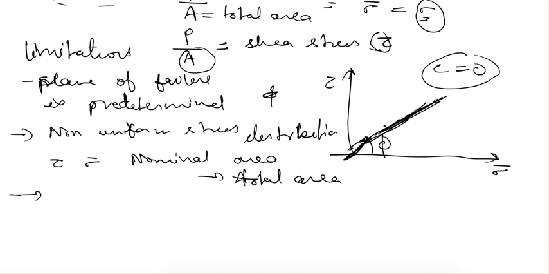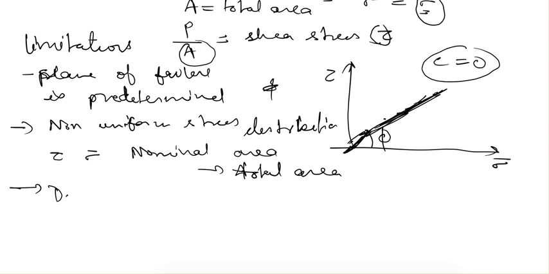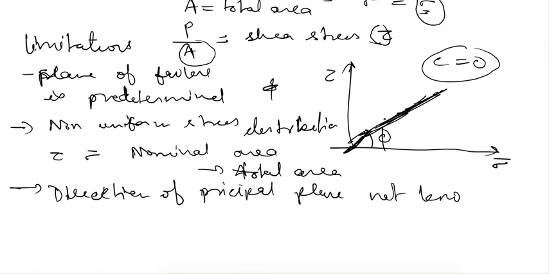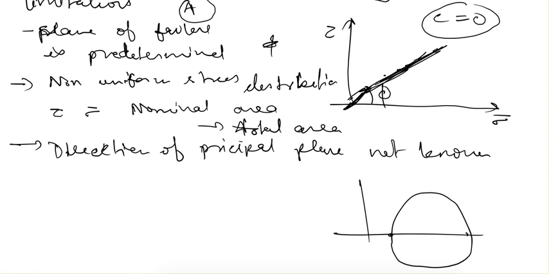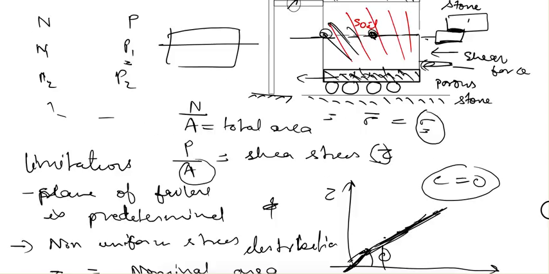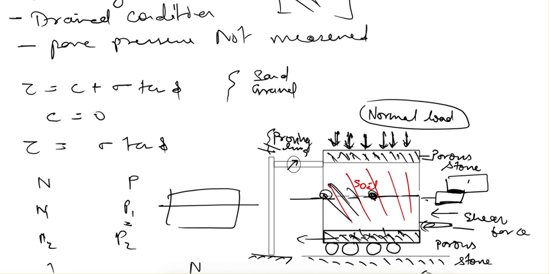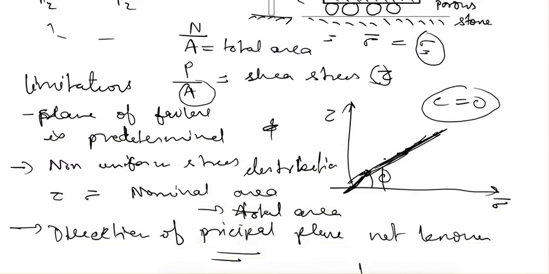And direction of principal plane is also not known in this case. Direction of principal plane can be known only after we have made the Mohr circle. With that we can find out the principal plane, otherwise we don't know the direction. And no control of drainage, as I said earlier, we cannot find out the pore pressure in this case, so only for drained condition we can conduct this test.